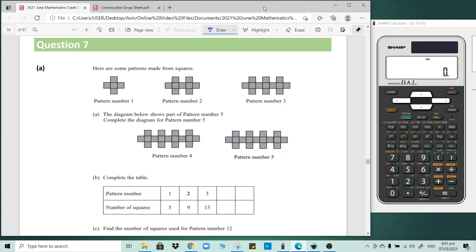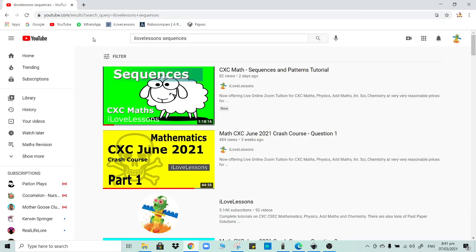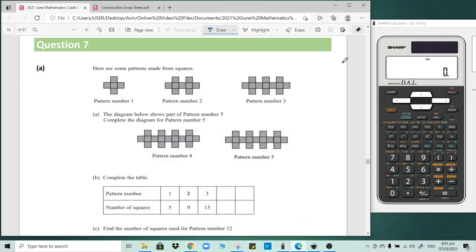All right, today we're going to be doing a few questions on sequences. I already did a complete tutorial on sequences. All you need to do is go on YouTube, type in iLoveLessons sequences, and it will be this green video with the sheep on it. In that video, I have done all the theory needed to do questions like these, and some of the harder questions that came for CXC. So this video is going to assume that you watched that video, because I'm going to be referring to formulas, and I'm not going to be redoing the theory because all the hard work was already done in that video. Alright guys, let's get started.